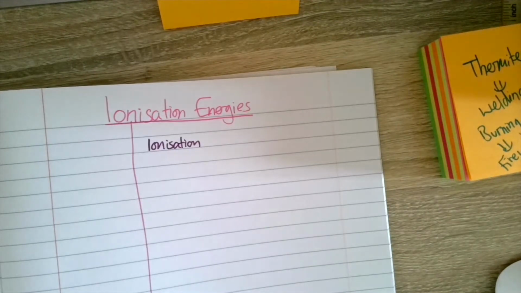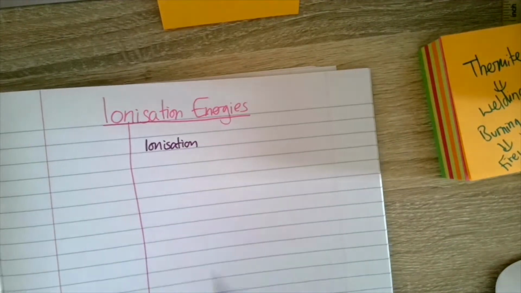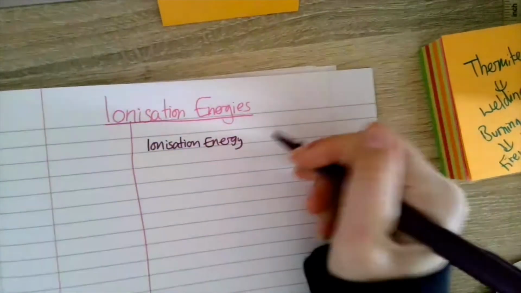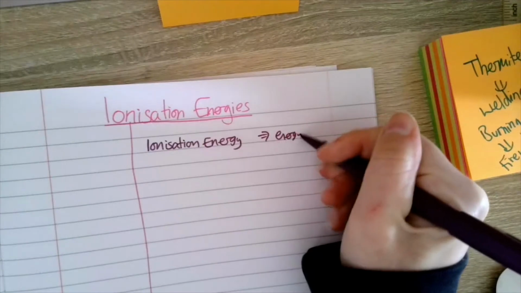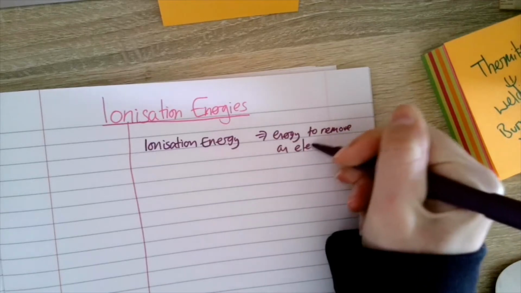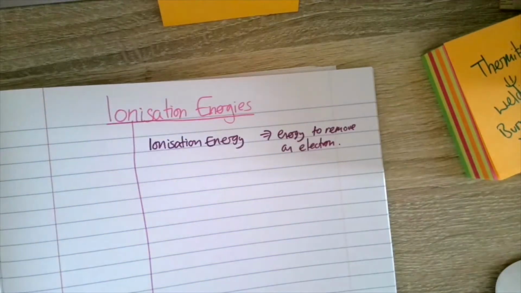However, in GCSE physics, when we talked about ionising radiation, so your alpha, beta, gamma radiation, causing ionisation of atoms, what we talked about there was the radiation removing an electron from the atom. And in this case, it's the same thing. So ionisation energy is referring to our energy to remove an electron. However, we need to be really specific with our terminology.